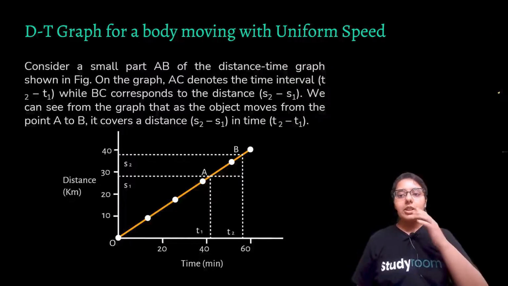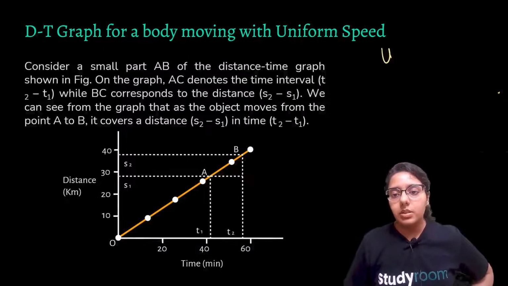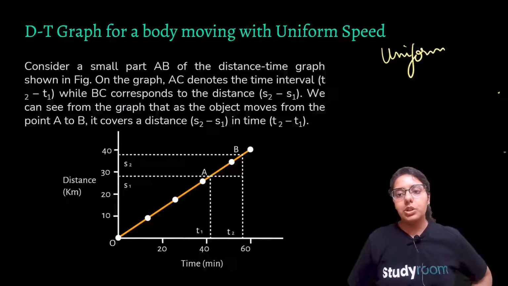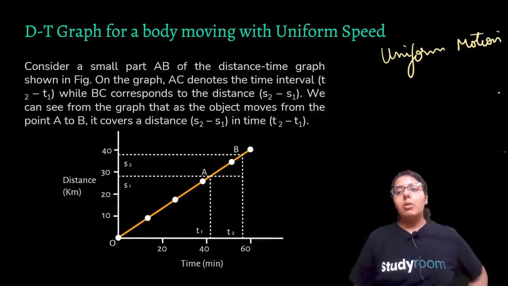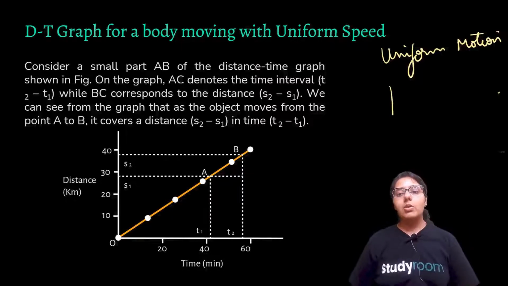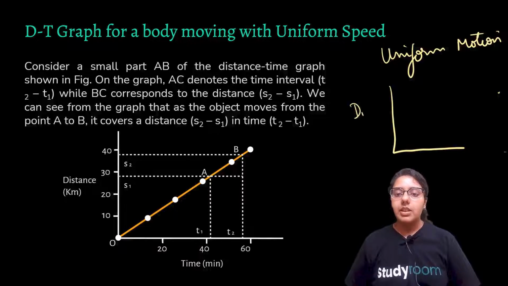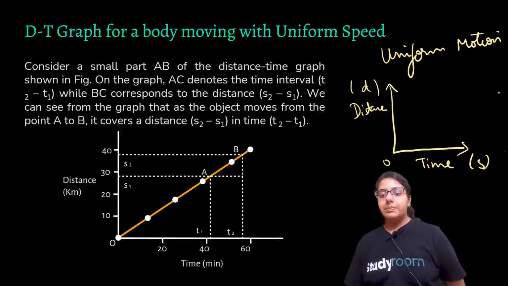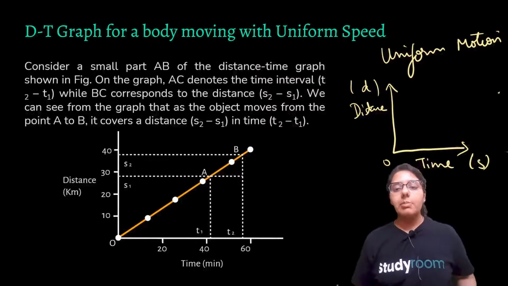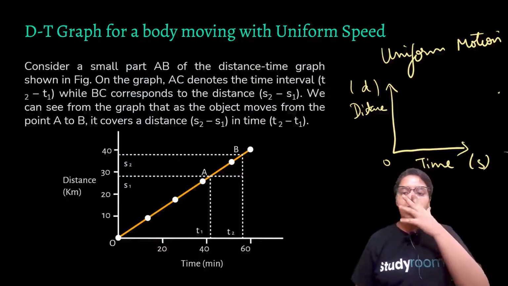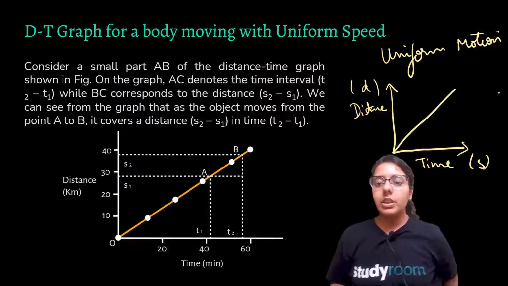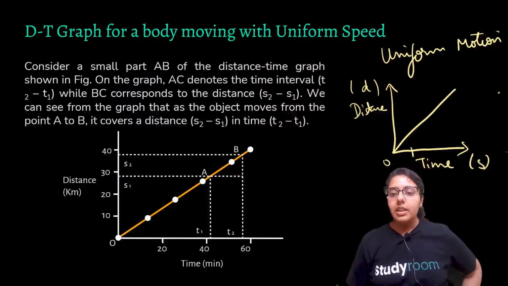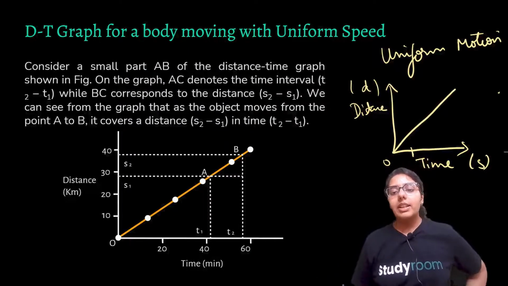For example, first we'll be talking about uniform motion, okay? When a body travels equal distances in equal intervals of time. So here is your distance, here comes your time. Distance time graph: distance on y-axis and time on x-axis, okay? So if we're talking about the slope, for example, for a uniform motion, what does that mean? Equal amount of distance is traveled in equal intervals of time.